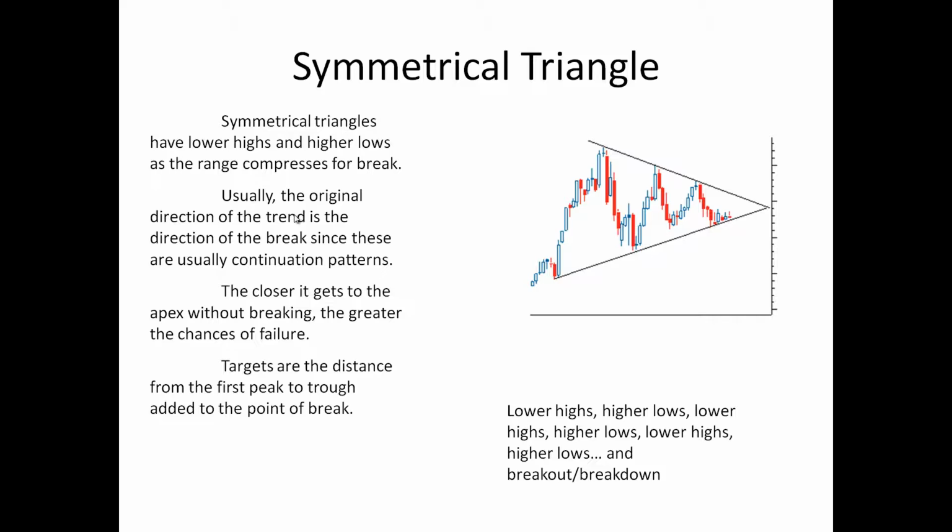Now, the most important nuance that I think is that the closer it gets to the apex without breaking, the greater the chances of failure. So as it gets close to this apex, you're going to have to start rethinking and reanalyzing what may happen. You may not want to take this move, right? And since the first move trend was upwards, then you would expect the symmetrical triangle to go upwards, right? Break out.